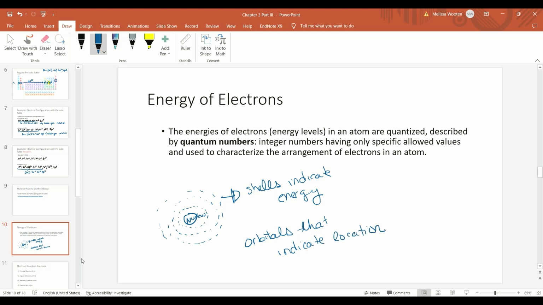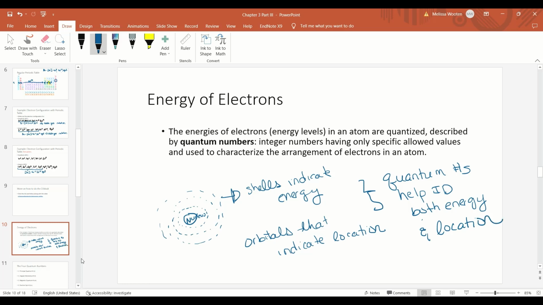Alright, so quantum numbers help identify both energy and location. And I should say probable location, because remember, we don't know for certain where any electron is. We don't have the science to know that yet. But it's the most likely place where it is, both energy and location.